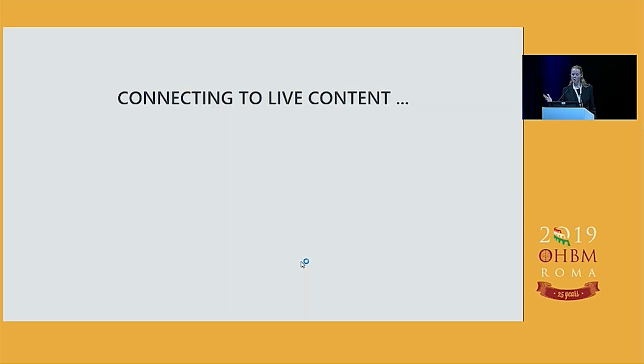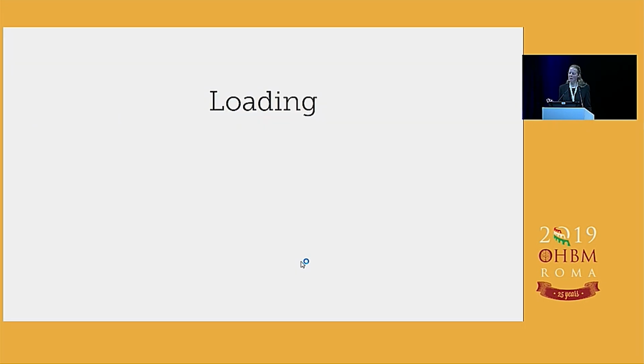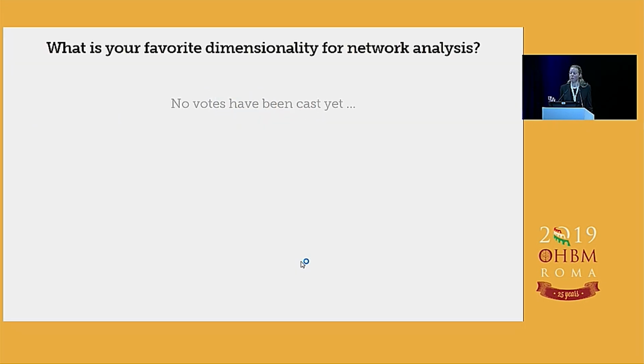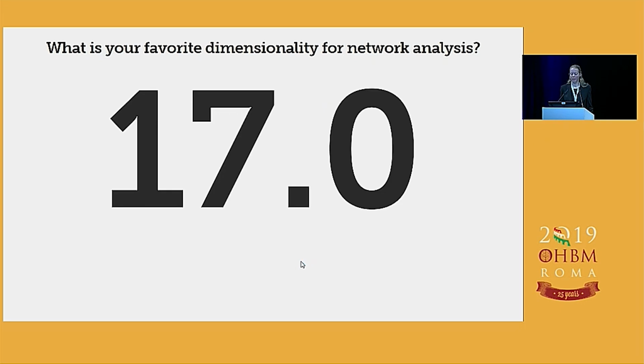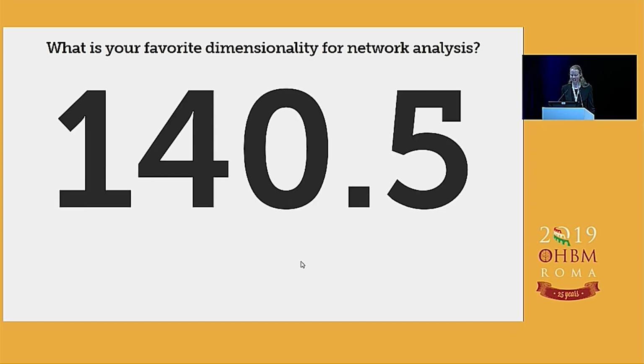So you can now go onto your phones or onto your devices, and basically I want you to enter a number, any number. I think I allowed anything between 1 and 5,000 or something. What do you think is your favorite dimensionality for network neuroscience? Or if you haven't done network neuroscience before, what do you think is a good number at which to represent the brain and study the brain? Oh, 17. Okay, that's a good starting point. Anyone else?